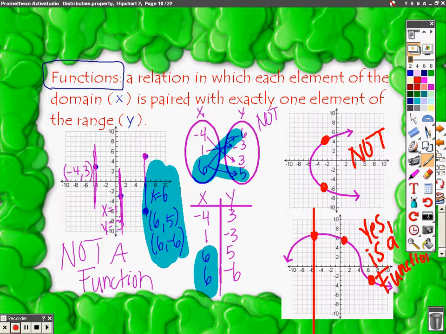So that's what a function looks like. And there are 4 different examples of what is not a function.